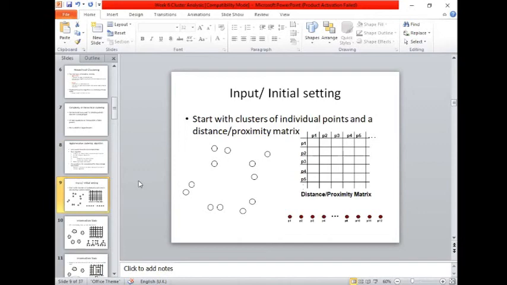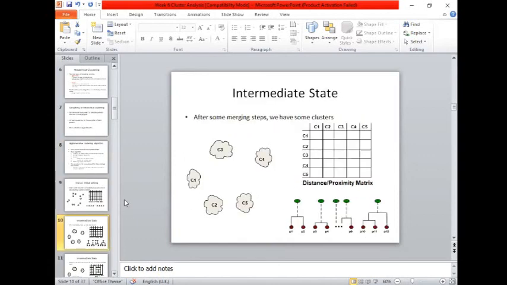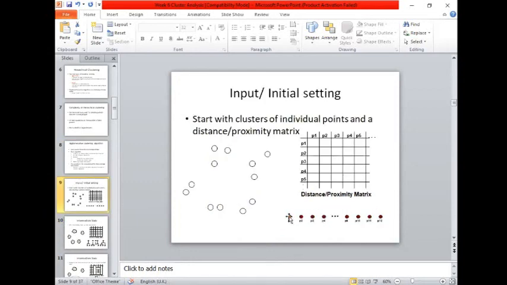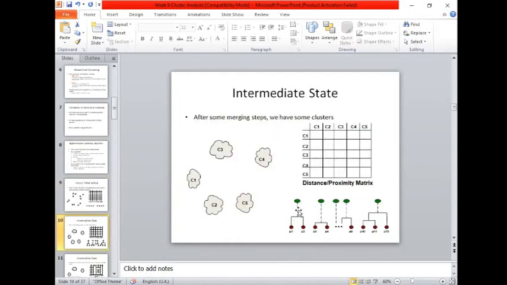So look at the example here. We have the input initial setting of the clusters. We can start with the clusters of individual points and also a distance or proximity matrix. So these are the following points, and this is the distance matrix that we use for the algorithm. After some merging steps, we have some clusters. These green ones are clusters, and these ones are also clusters, and these are the following points. This is the intermediate state, after merging steps, where we have the clusters.